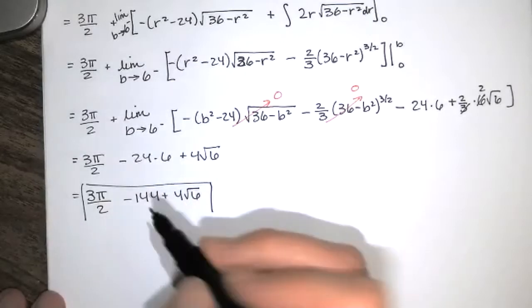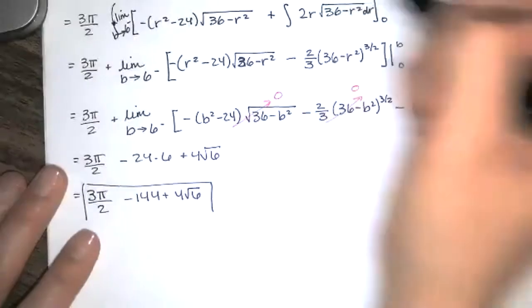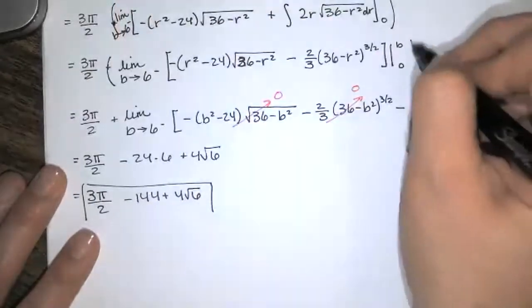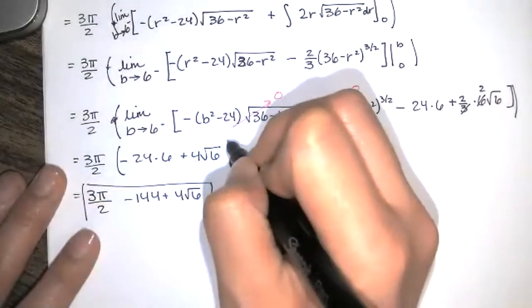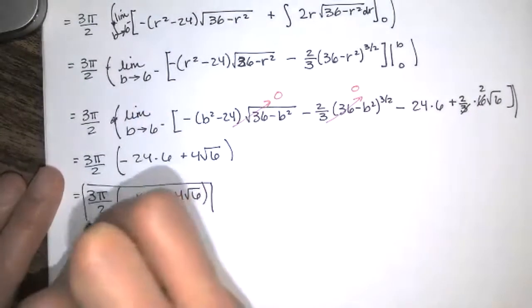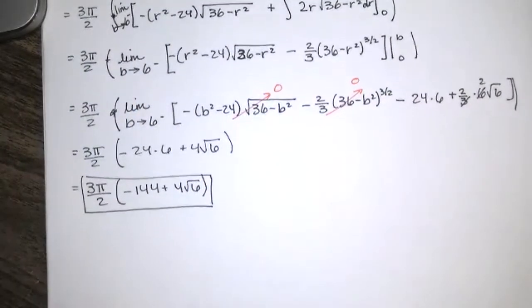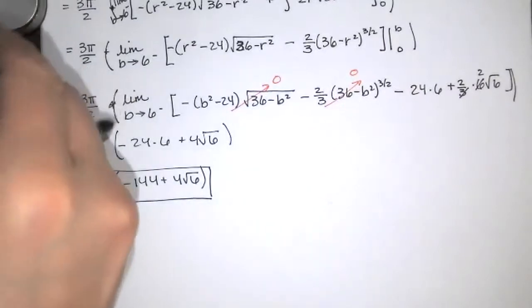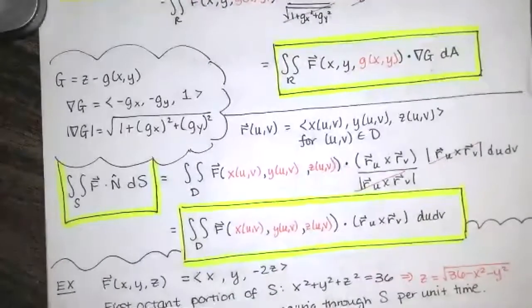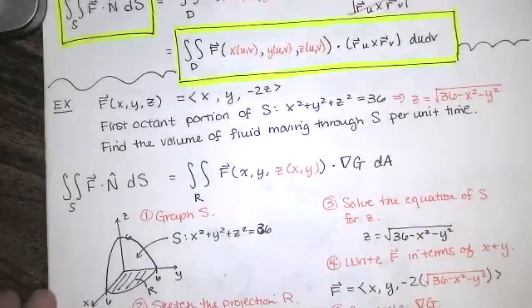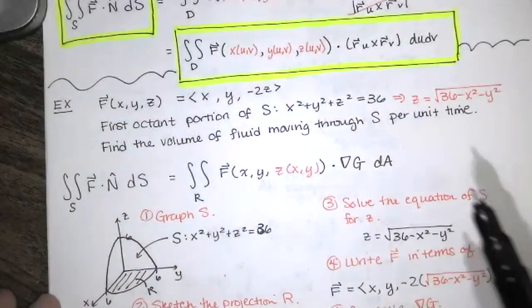And, oh wait, that's multiplication, not addition, sorry. That is the flux through the surface. Okay, I think for the next one, we're just going to set it up. We're not going to evaluate it because it just takes too long.